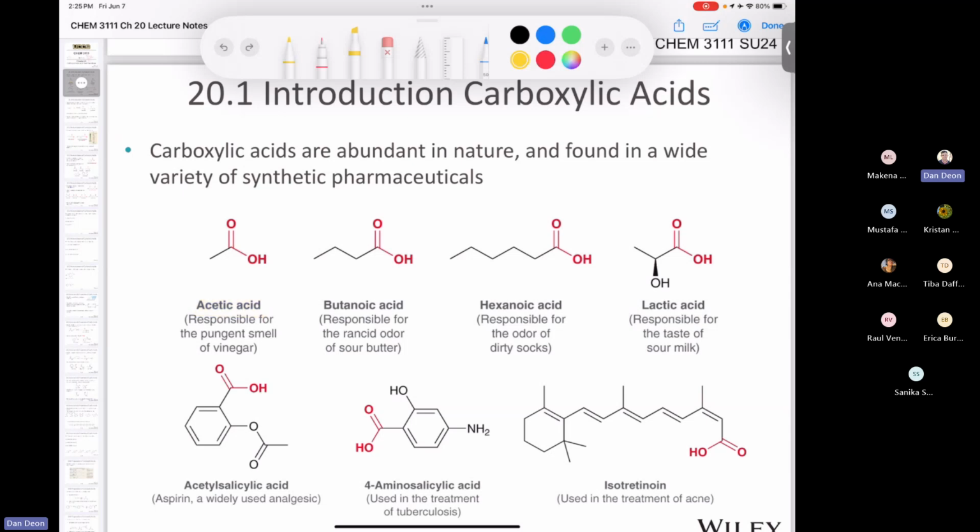It's not pure acetic acid. Then butanoic acid. So it says here, responsible for the rancid odor of sour butter. I would also say that vomit, the smell of vomit, is butanoic acid. Hexanoic acid, responsible for the odor of dirty socks. Kind of a funny one. But yeah, so that's another carboxylic acid. And I know that a lot of you, not all of you, but many of you have studied advanced biology and you've studied aerobic oxidation and anaerobic oxidation. So you've studied the production of lactate. And so lactic acid is just the conjugate acid of lactate. And that's responsible for the taste of sour milk.